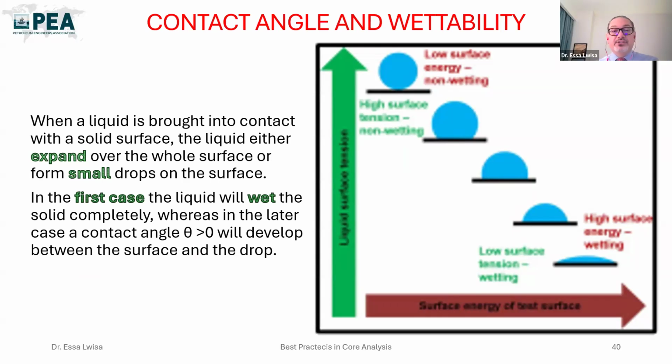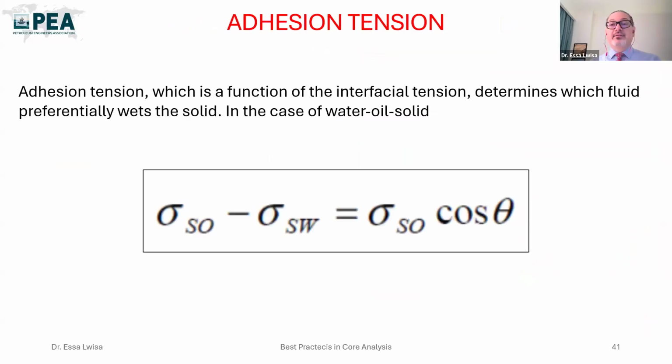We said surface tension. Tension means it's a pressure. So here, sigma SO minus sigma SW equals sigma SO cosine theta. What is theta? Theta is the contact angle. Okay, the adhesion tension, which is a function of interfacial tension, determines which fluid will wet the solid. In the case of water, oil, solid, we will have this. Of course, SO is the solid-oil, SW is the solid-water, and theta is our contact angle.